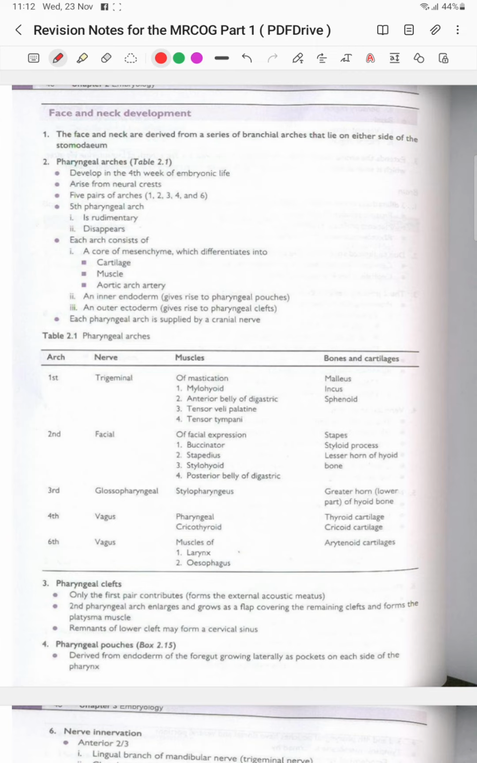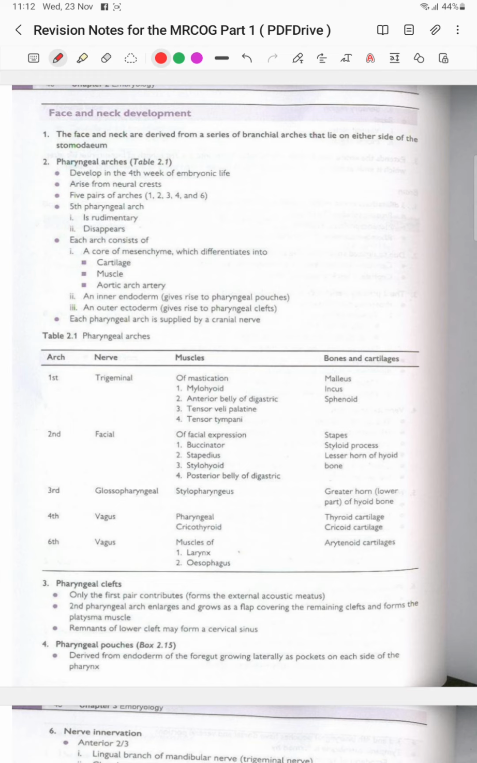They arise from the neural crest, and there are five pairs of pharyngeal arches: 1, 2, 3, 4, and 6. The fifth pharyngeal arch is rudimentary and disappears. Each arch consists of a core of mesenchyme which differentiates into cartilage, muscles, and the aortic arch artery, and an inner endoderm gives rise to the pharyngeal pouches, and an outer ectoderm gives rise to the pharyngeal cleft. Each pharyngeal arch is supplied by a cranial nerve.